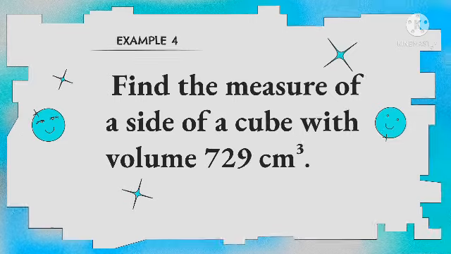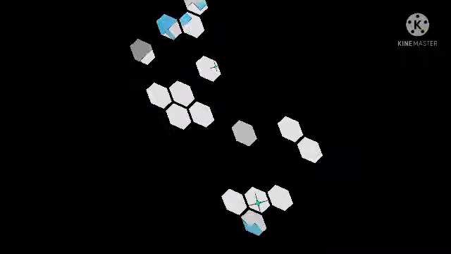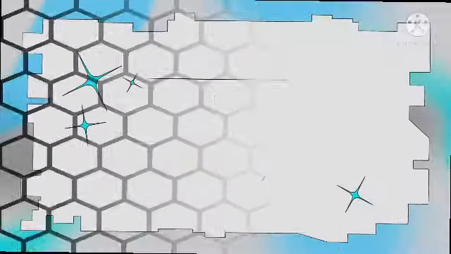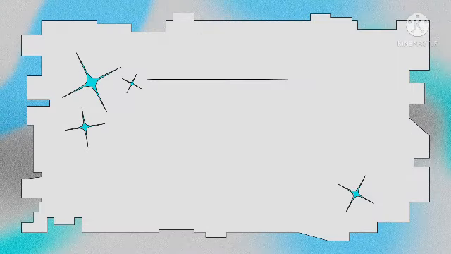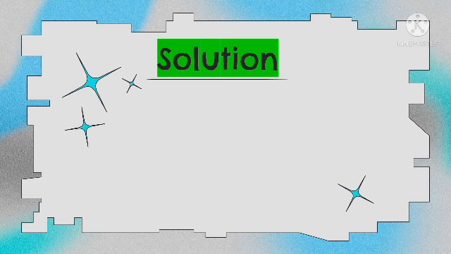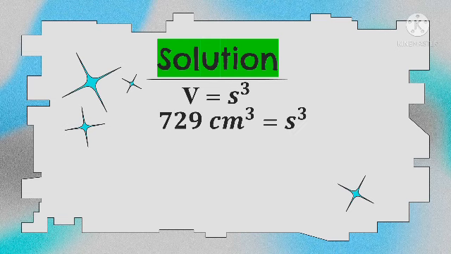Okay, so using the formula in finding the volume of a cube, we will use the formula V equals S cube, or V equals S times S times S. Then, substitute natin yung mga given sa ating formula. So, ang given, yung volume, diba, na 729 cubic centimeters. So, ang nawawala ngayon, yung side ng cube na yon.